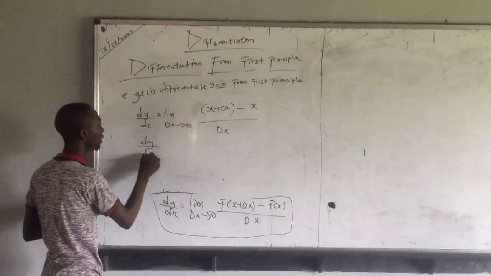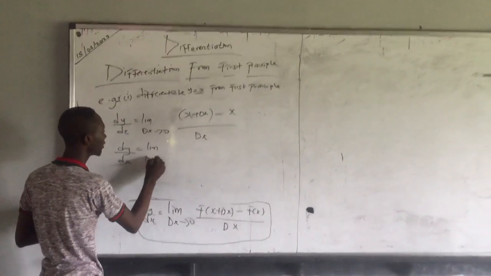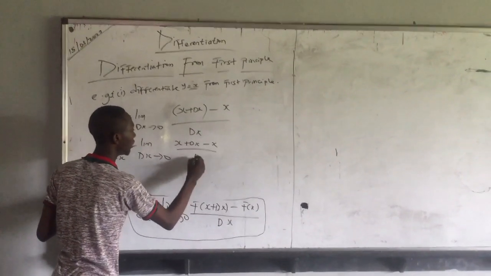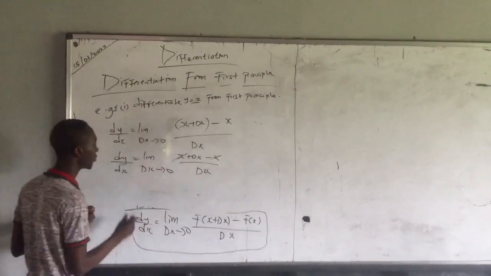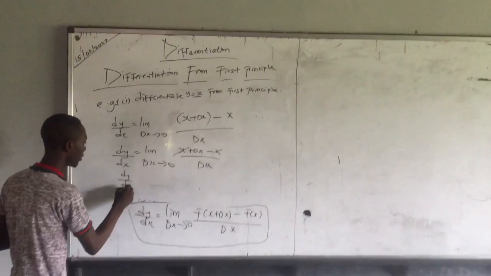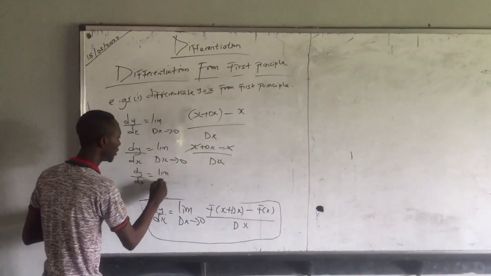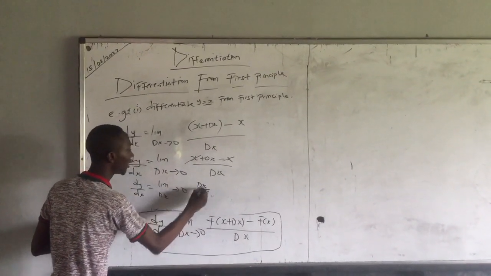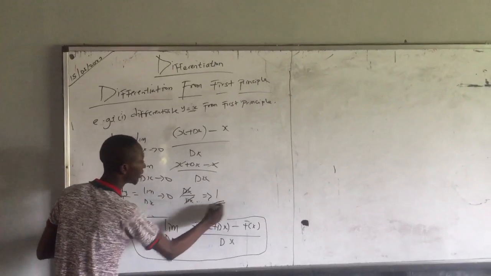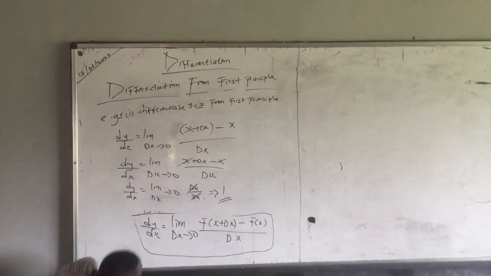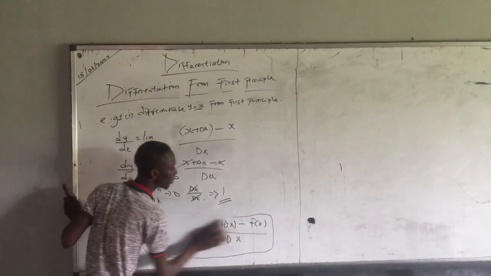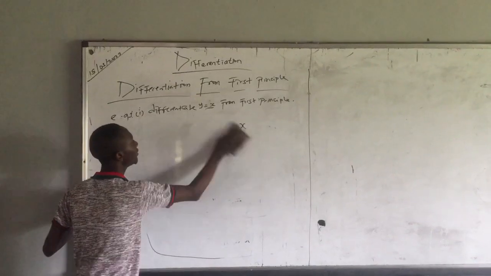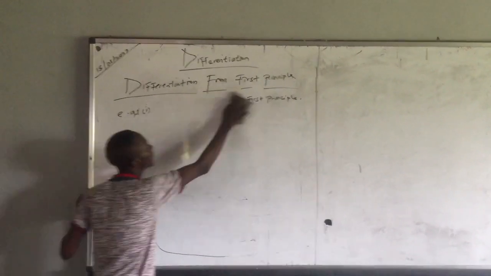So dy/dx equals, as dx tends to 0, we are left with x plus dx minus x over dx. Now x can cancel minus x. Then dy/dx, as dx tends to 0, we are left with dx over dx. Now if you cancel the two, it will give me 1. So the answer is 1. Now let's take another example again, so that we understand this very well, so that it is very clear.